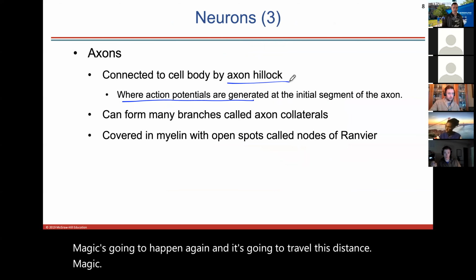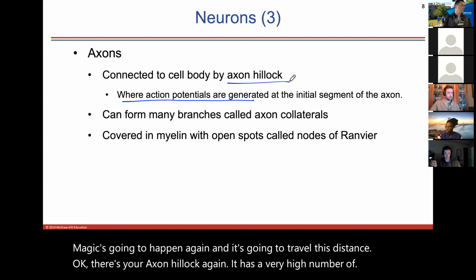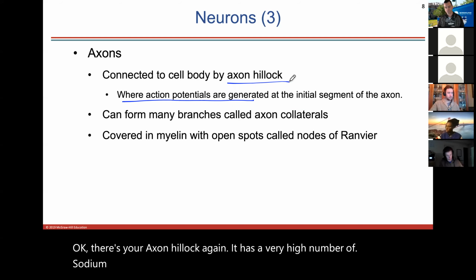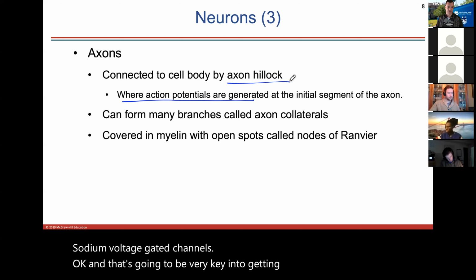There's your axon hillock. Again, it has a very high number of sodium voltage gated channels, and that's going to be key in getting an action potential to initialize. So the axon hillock is an important thing.